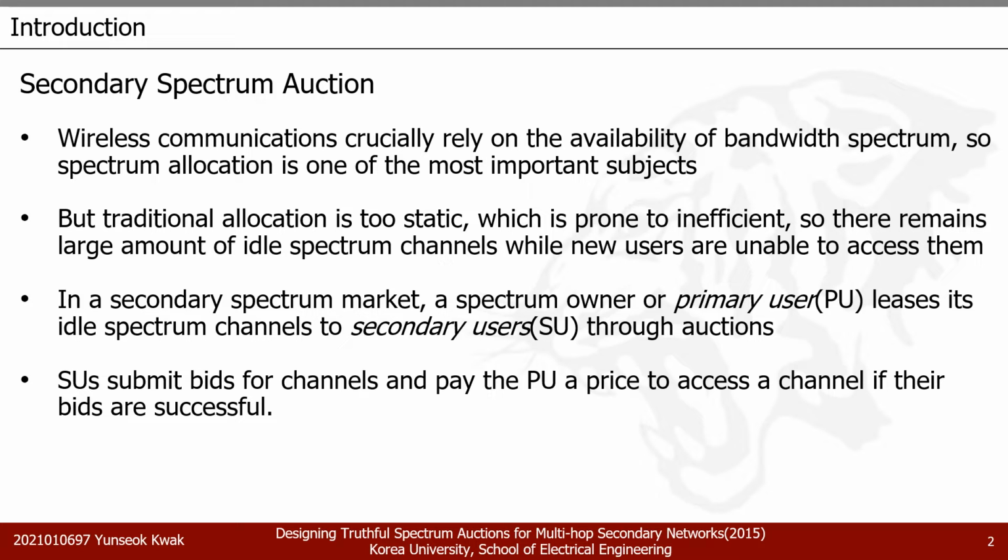In a secondary spectrum market, a spectrum owner or primary user leases its idle spectrum channels to secondary users through auctions. Secondary users submit bids for channels and pay the primary user a price to access the channel if their bids are successful.